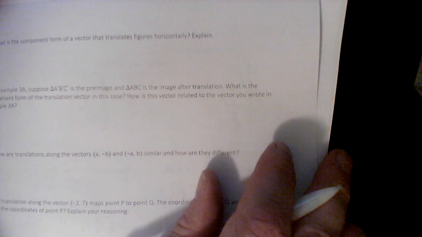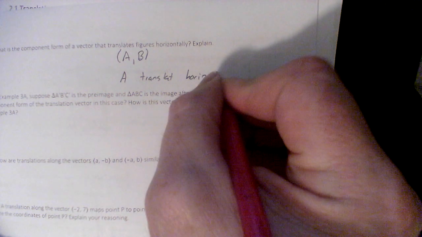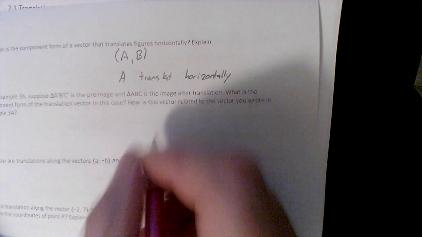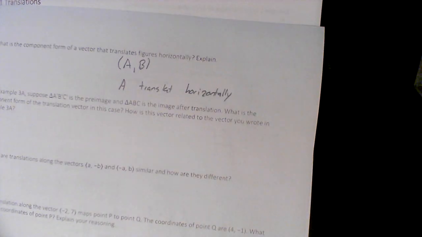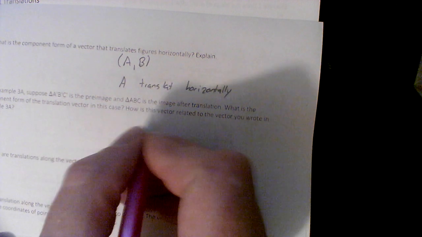We got a little bit more. So, what is the component form of a vector that translates horizontally? So, given A or B, A translates horizontally. In example 3A, suppose the image is the pre-image and ABC is the image. So in 3A it says suppose this is the original and this is the final.